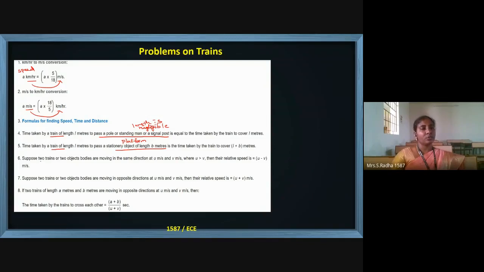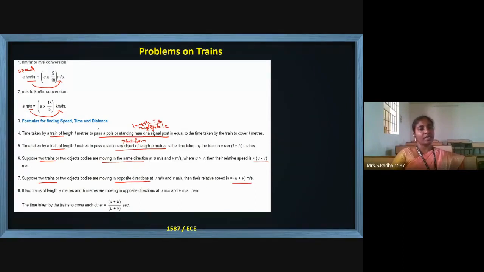Third case, two trains moving in the same direction. Their relative speed will be subtracted. Train 1 speed is u meter per second, train 2 speed is v meter per second. Their relative speed will be u minus v if they are moving in the same direction. Now two trains moving in opposite direction, means their speeds can be added. They can cross each other quickly. This is about same direction, opposite direction.